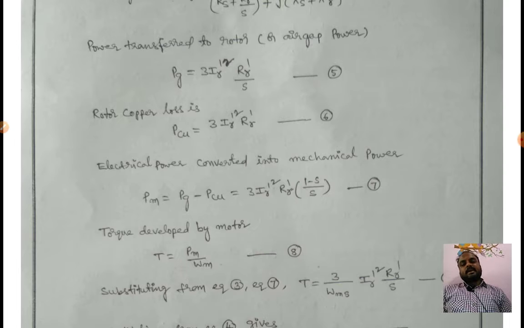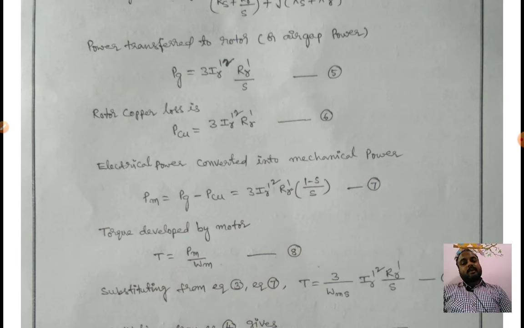Next one, copper losses, P_cu is equal to 3 I_R dash squared into R_R dash. So compare these two equations. In the denominator, S will be there in the power transferred to the rotor, but in the copper loss, S will not be there.